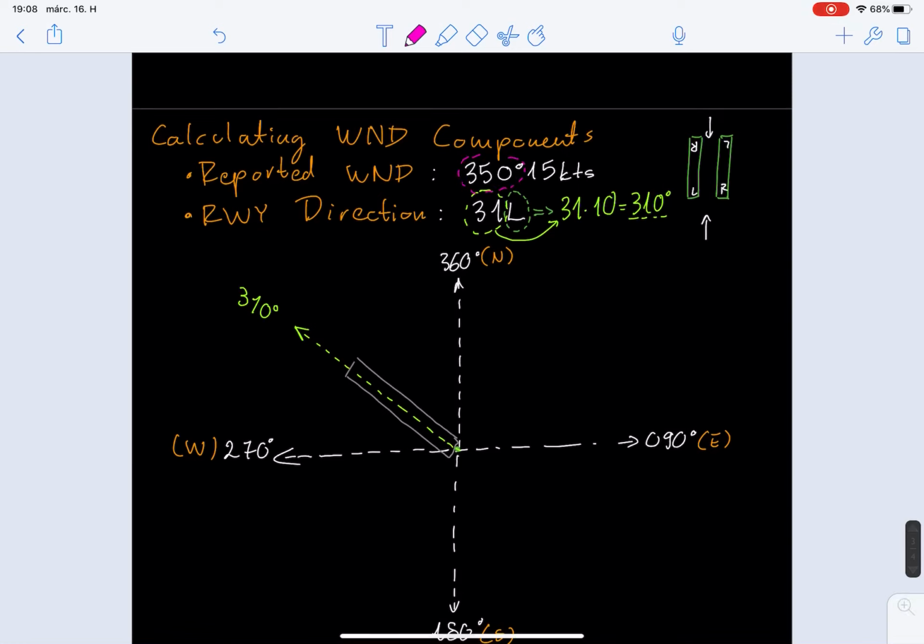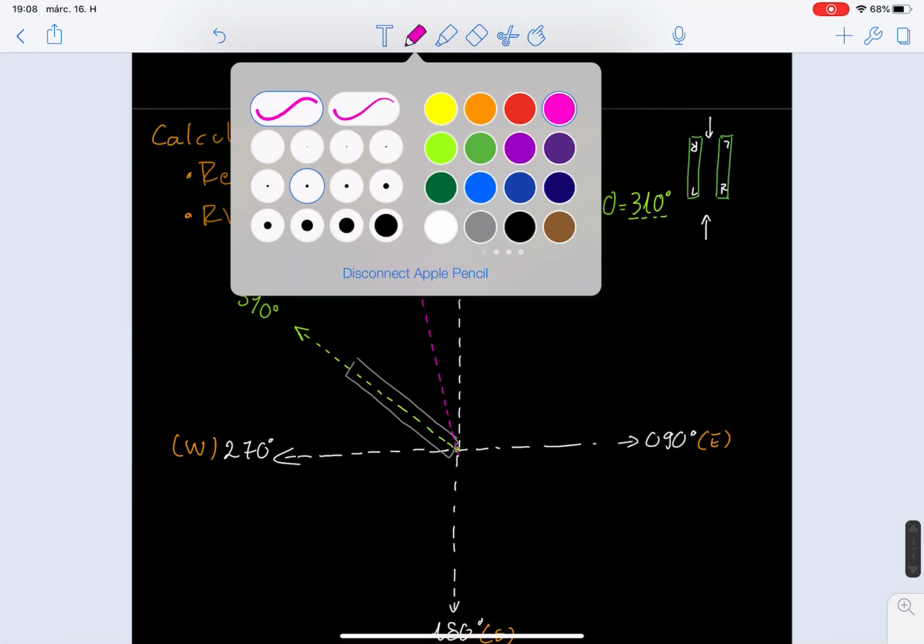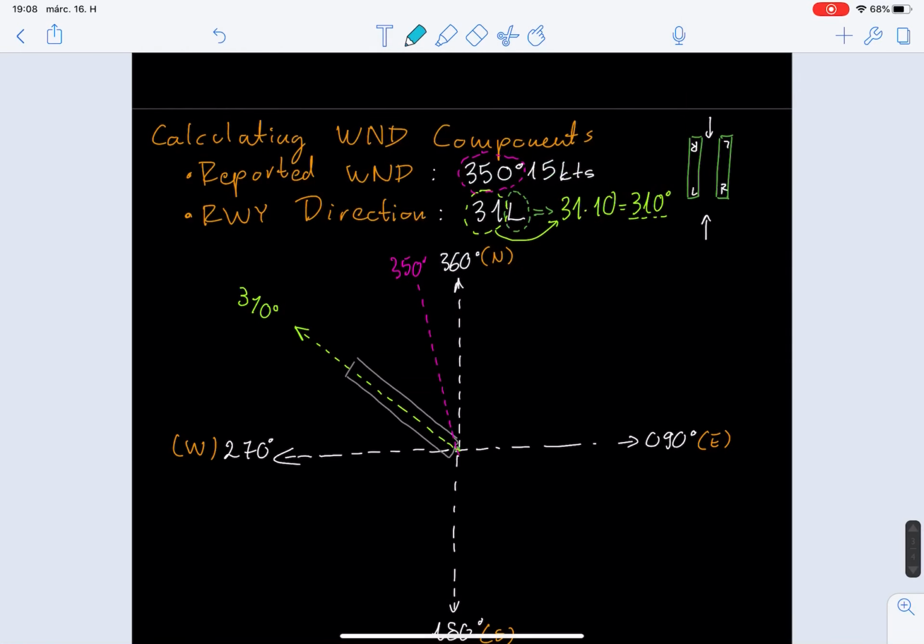And very importantly, the reported wind component basically tells you the direction from where the wind is coming from. So 350 is just 10 degrees from 360. So the wind is blowing from 350 degrees. So let's have a larger vector. Let's say that this would be your wind, and the magnitude is like 15 knots.